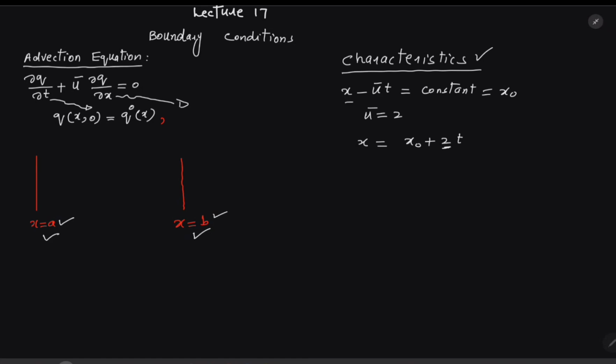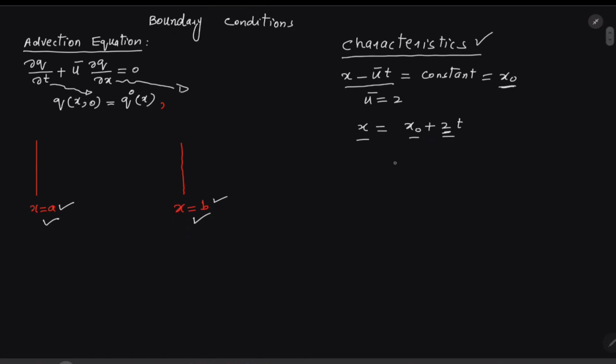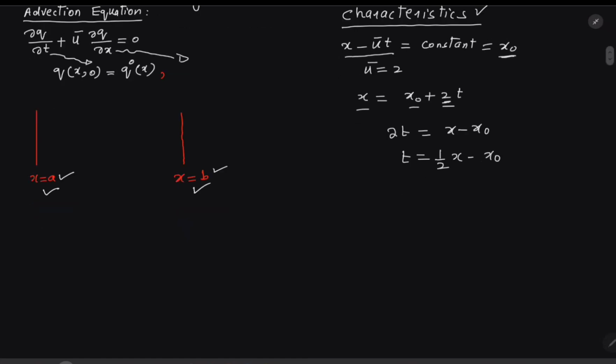In the last video, we saw that x minus u bar t is equal to a constant x naught, and u bar is equal to 2, for example. If the wave is moving from left to right, then we have u bar is equal to 2 and x is equal to x naught plus 2t. And if I solve this for t, t is 1 by 2 times x minus x naught. So this means that the characteristics look like this.